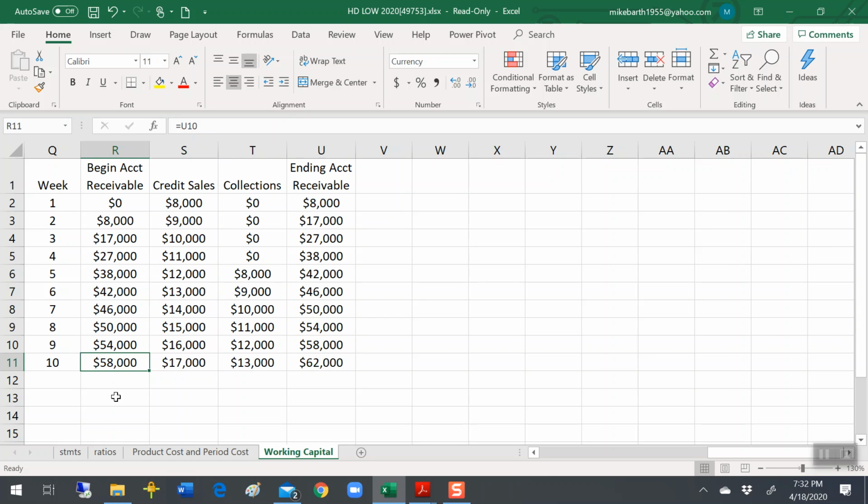All right. Etch it into your shoulder, into your forearm, though. Get your tattoo. Beginning accounts receivable, add credit sales, subtract collections. That'll give you the ending accounts receivable.